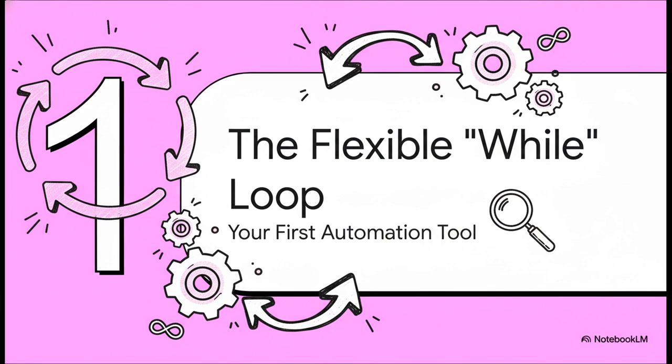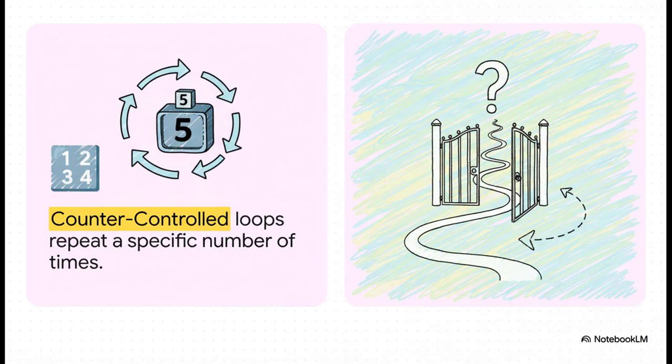All right, so where do we begin? We're going to jump right in with one of the most flexible loops you'll ever use. Let's meet our very first tool for automation, the while loop. You see, loops generally fall into two main camps. Some are counter-controlled, meaning you tell them, hey, run exactly 10 times. But the other kind, conditional loops, are different. They just keep running as long as some condition is true. And that's where the while loop lives. It's perfect for when you don't know exactly how many times you need to repeat something.